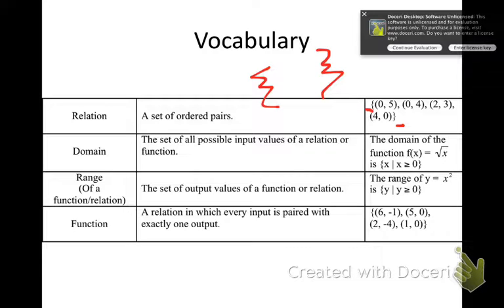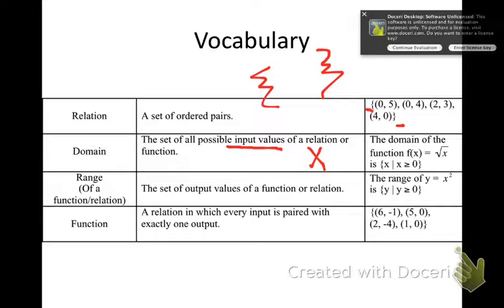Okay, those are the sets of the ordered pairs. Domain. Domain is one of those big key vocabulary terms that we're going to have to know. When we continue to progress through Algebra 2, domain is going to have to constantly stay with us. All right, domain is the set of all possible input values of a relation or function. Really, domain stands for the what values? Does anybody know? X. Domain is all my x values there.